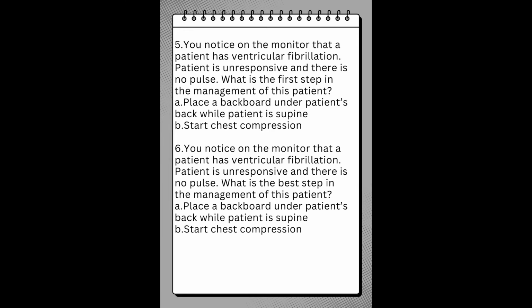You notice on the monitor that a patient has ventricular fibrillation, patient is unresponsive, and there is no pulse. What is the best step in the management of this patient? A. Place a backboard on the patient's back while patient is supine. B. Start chest compression. What is different between number 5 and 6? Number 5 is what is the first step in management of this patient? Number 6 says what is the best step in the management of this patient?